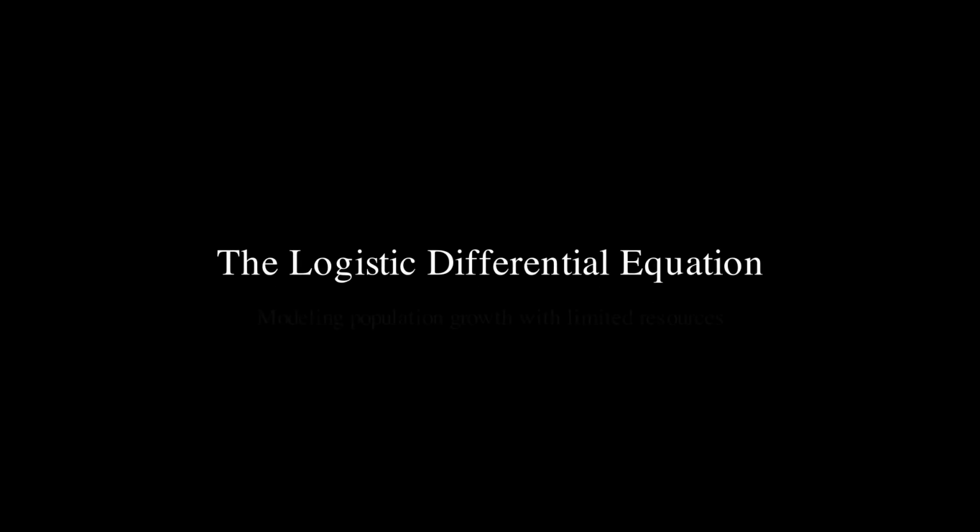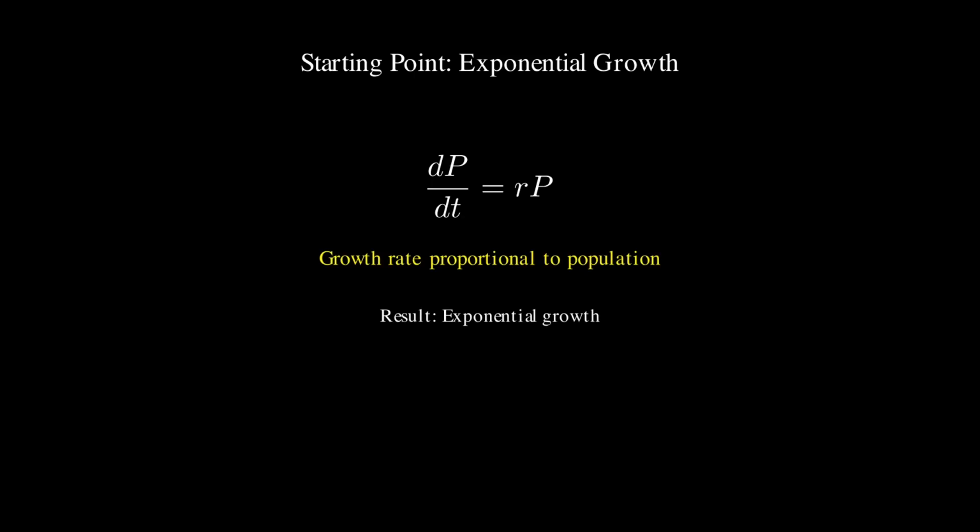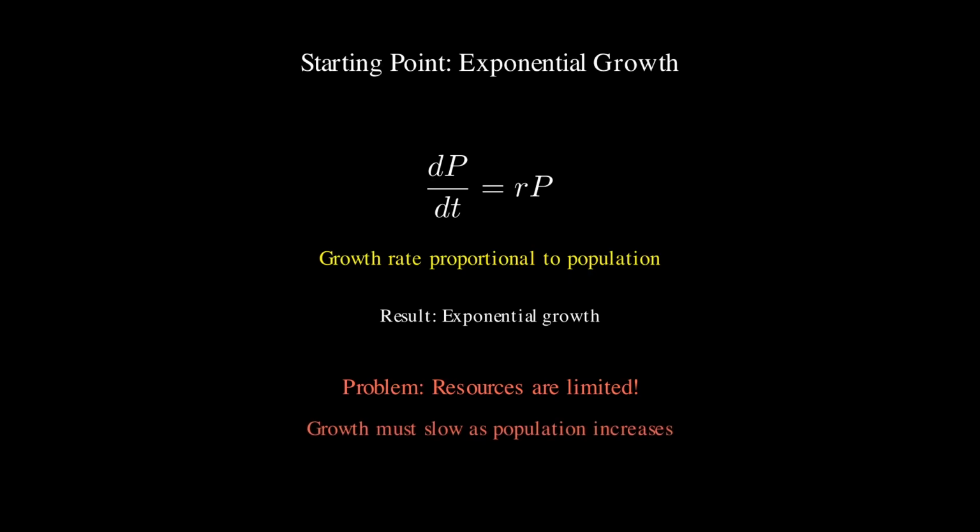The logistic differential equation is a powerful but simple equation for modeling population growth under limited resources. Now, to start, we can look at exponential growth, which is described by a simple differential equation dp/dt equals rp. Here, we have a growth rate that's proportional to our population, and this results in exponential growth. However, the problem is that in real life, resources are limited, and that growth must slow as population increases.